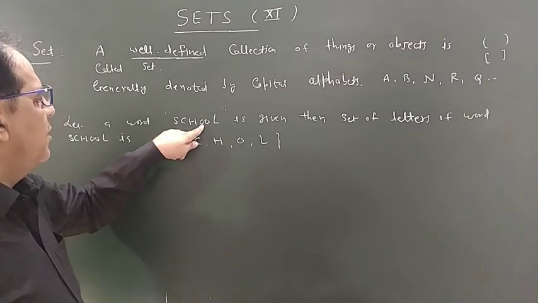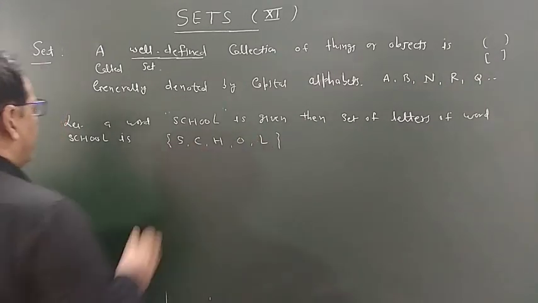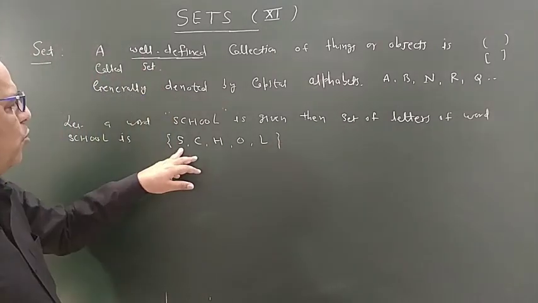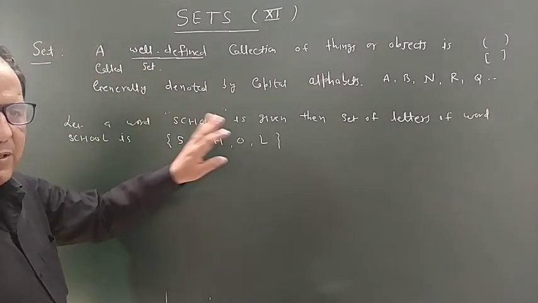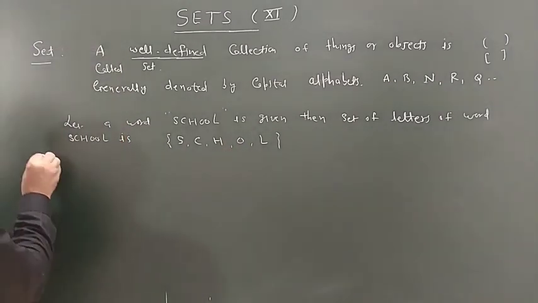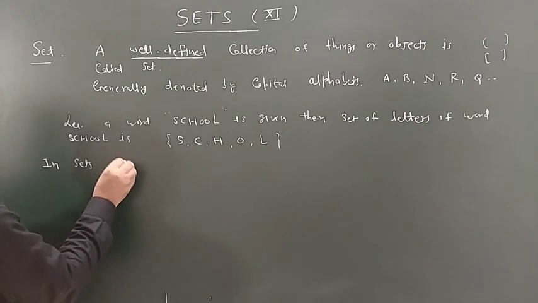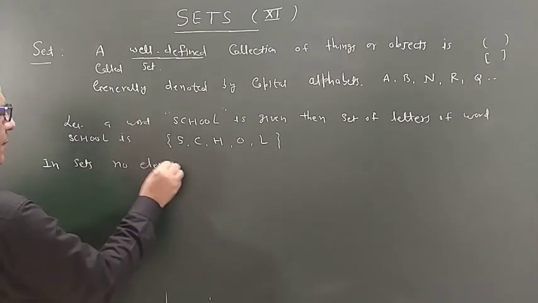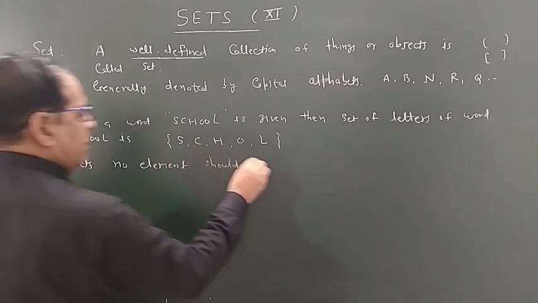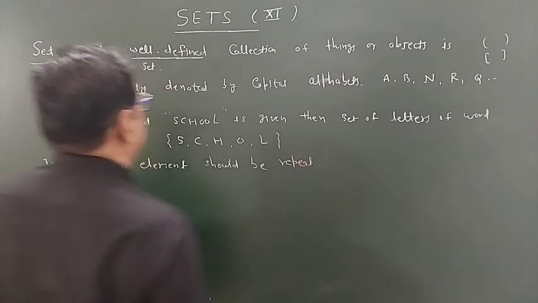Here you are observing O is taken one time. That means inside the braces denoted by the set, no letter and no element should be repeated. So in a set, no element should be repeated.